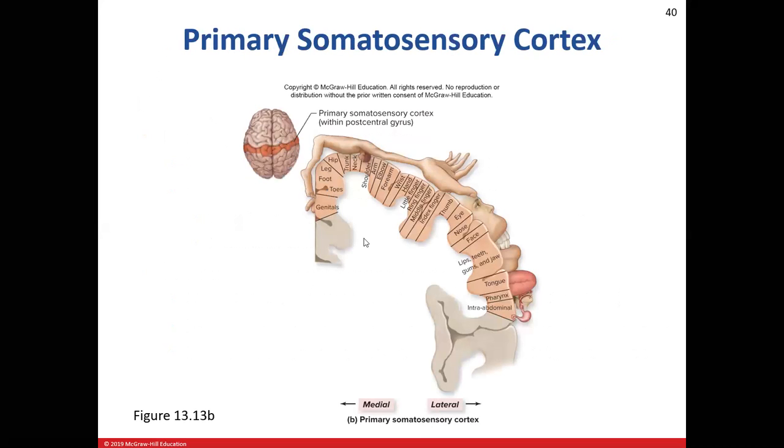So here's our sensory homunculi. Again, we get the same thing. Here's our brain. Here's the anterior portion, our posterior portion. Here's our central sulcus. Here's our post-central gyrus there in red. This right through here indicates our longitudinal fissure.